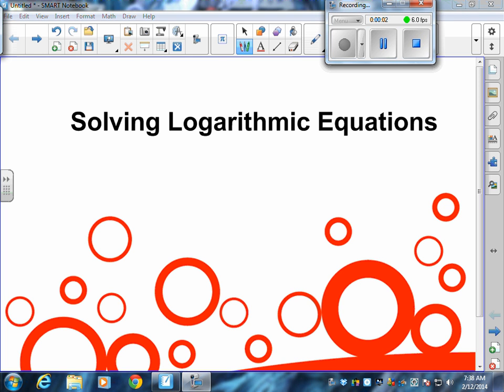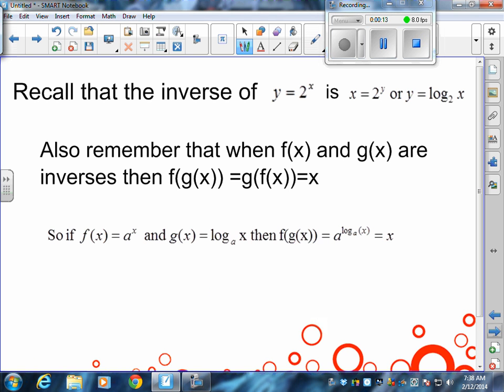Alright guys, today we're going to be looking at how to solve logarithmic equations. So we've already looked at solving exponential equations. We're going to do the opposite and solve logarithmic equations. So let's go back and review again.